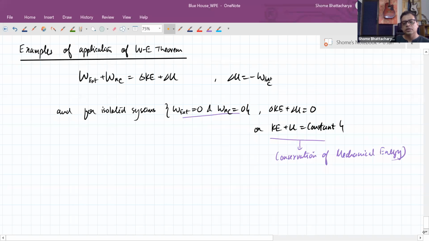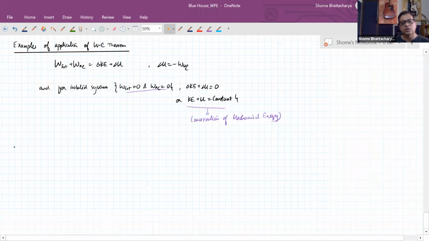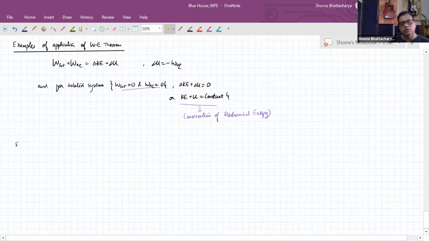So let's look at some examples of this. Okay. Now, as we were discussing earlier, sometimes the constraint relations become important in these type of situations. So the next example we'll start with is one where we will involve a constraint relation.